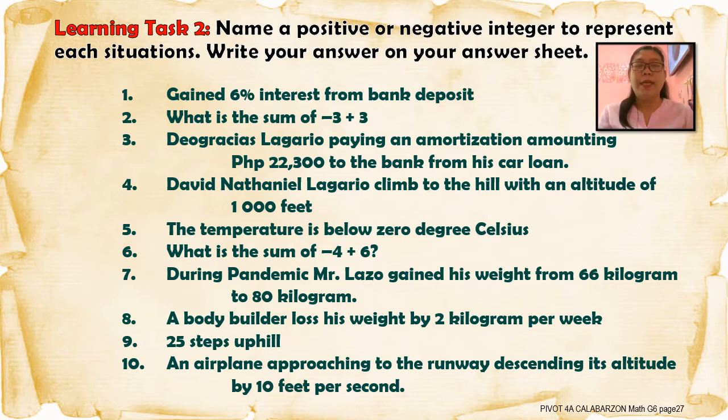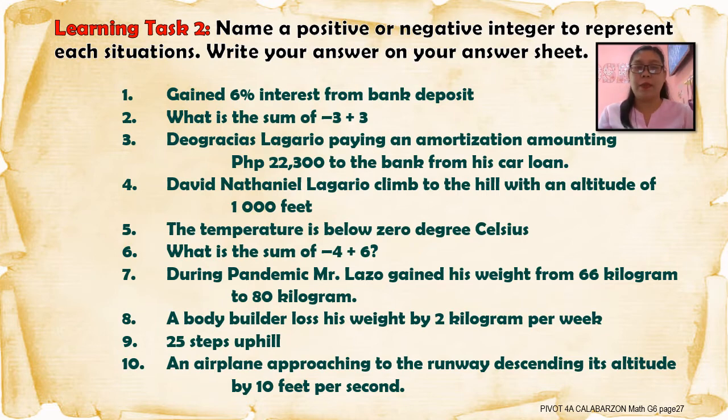Number 1. Gained 6% interest from bank deposit. 2. What is the sum of negative 3 and positive 3? Number 3. Deogracias Lagario paying an amortization amounting to 22,300 pesos to the bank from his car loan. 4. David Nathaniel Lagario climbed the hill with an altitude of 1,000 feet. Number 5. The temperature is below 0 degrees Celsius.